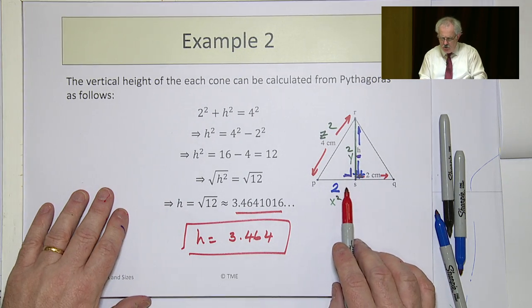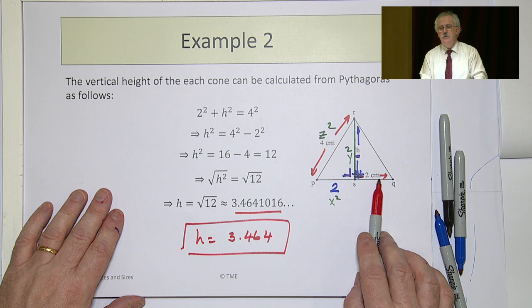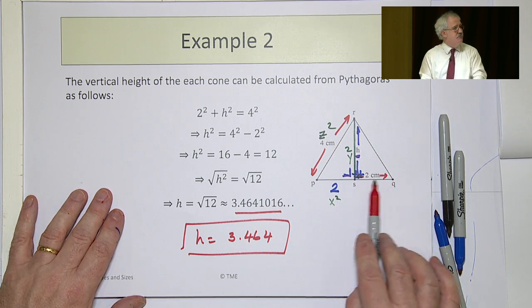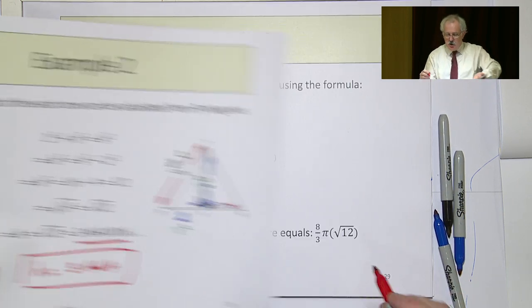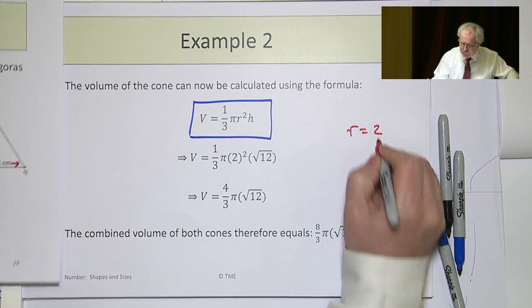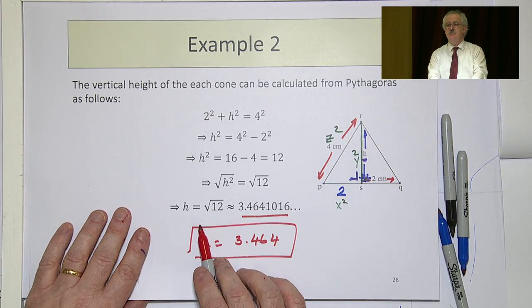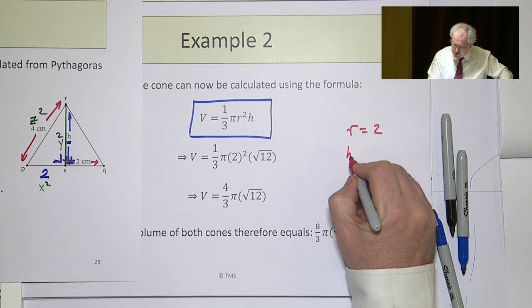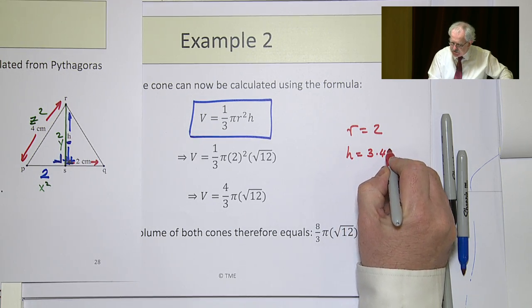Do I know r for this cone? Was I told it was 2 centimeters in radius? So I was told that r was 2. Did I find h? h was equal to 3.46.